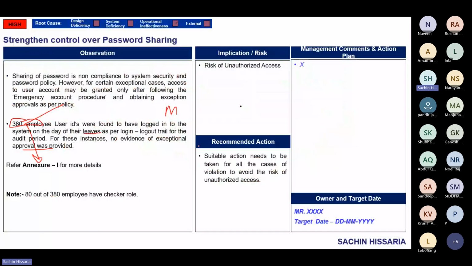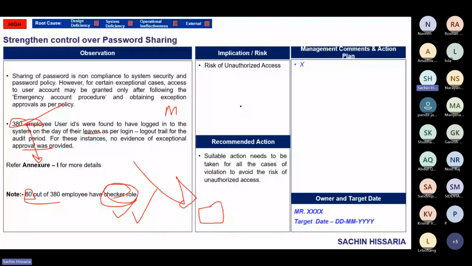related to that observation. Then we have also written that 80 out of these 380 employees have a checker role. Now this makes the observation more severe, because if someone having a checker right, a privilege right, is sharing their password, there are high chances that unauthorized transactions may get approved. Correct, guys? Unauthorized transactions may get approved. So this is how we have presented our observation.